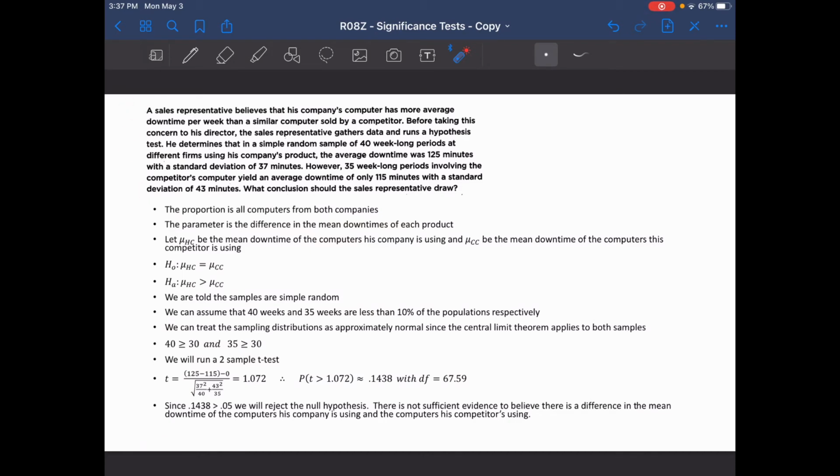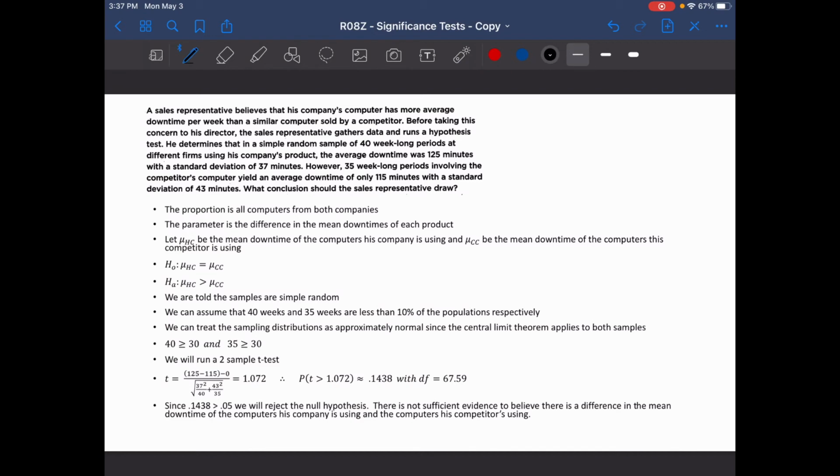A sales representative believes that his company's computer has more average downtime per week than a similar computer sold by a competitor. Before taking this concern to his director, the sales representative gathers data and runs a hypothesis test. He determines that in a simple random sample of 40 week-long periods at different firms using his company's product, the average downtime was 125 minutes with a standard deviation of 37 minutes. However, 35 week-long periods involving the competitor's computer yield an average downtime of only 115 minutes with a standard deviation of 43 minutes.